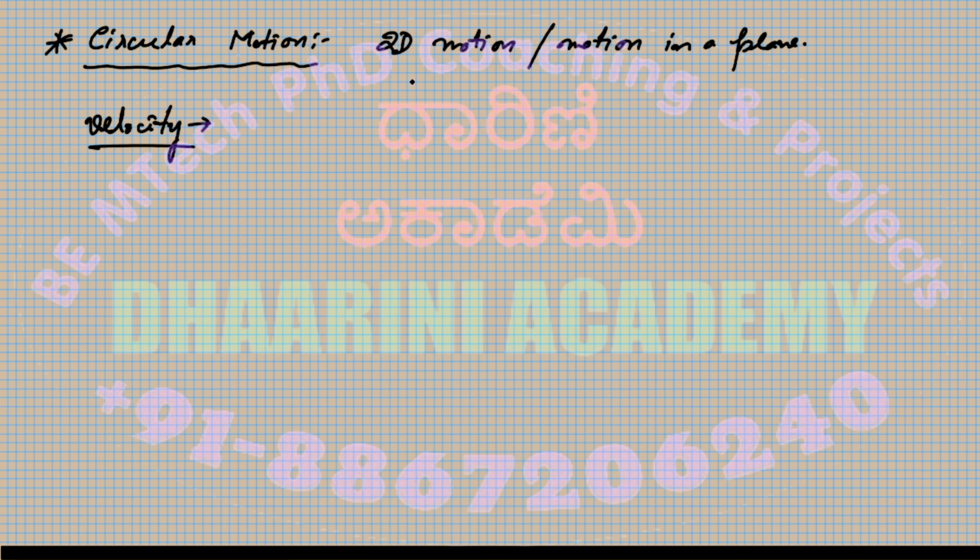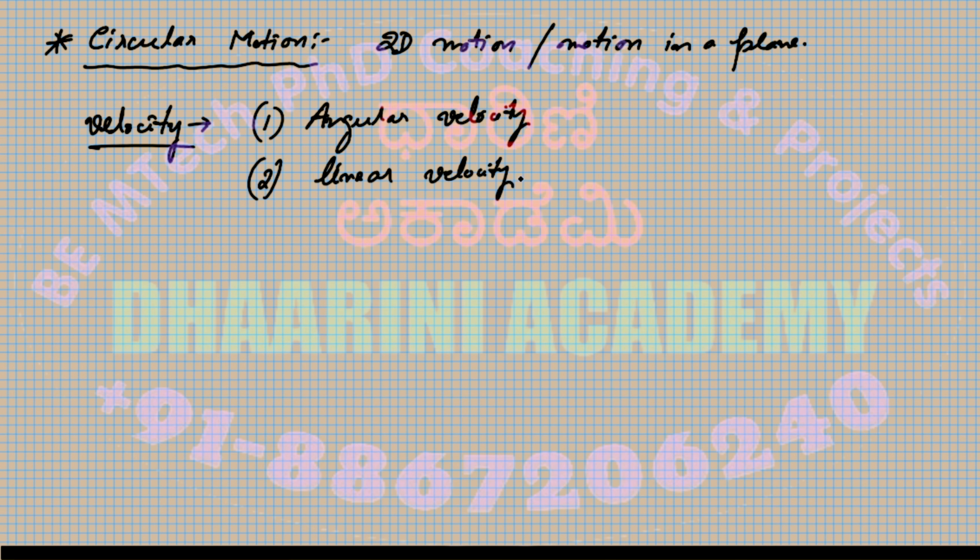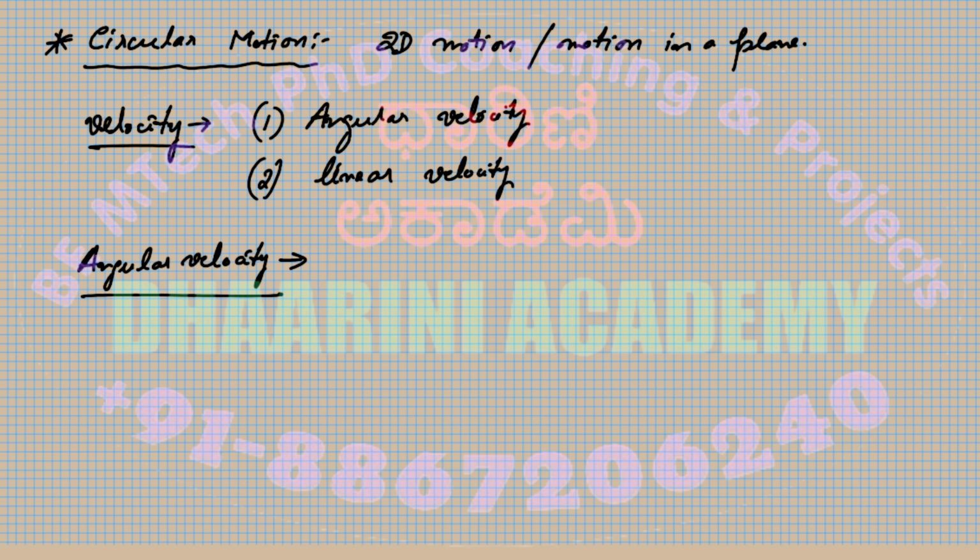Right. Fundamentally, in a circular motion, we have two types of velocities. First is angular velocity, and the second component of velocity is the normal linear velocity. Okay, let us try to look at one by one. So we'll start with the angular. All right. So the angular velocity, let's try to define that with the help of a diagram.